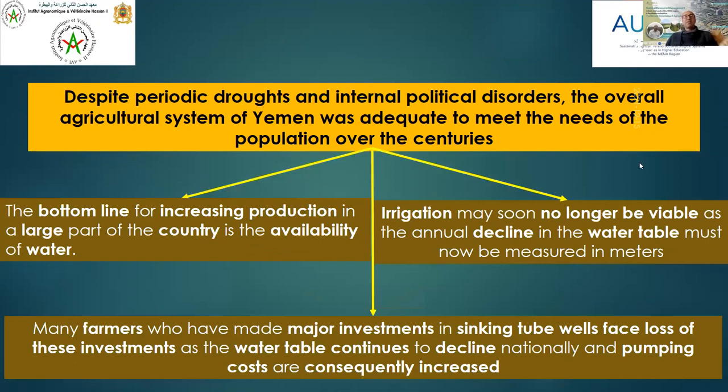Despite periodic droughts and internal political disorders, the overall agricultural system of Yemen was adequate to meet the needs of the population over the centuries.